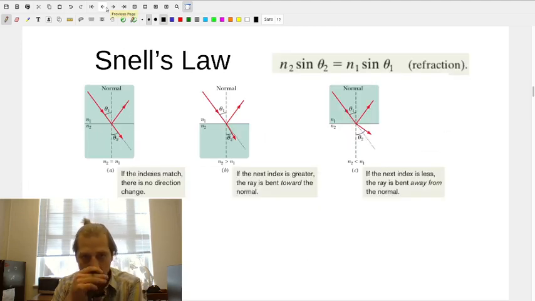So to look at this a little more slowly, let's say that we have two materials where the indices of refraction match.